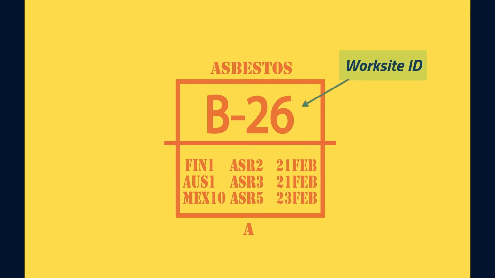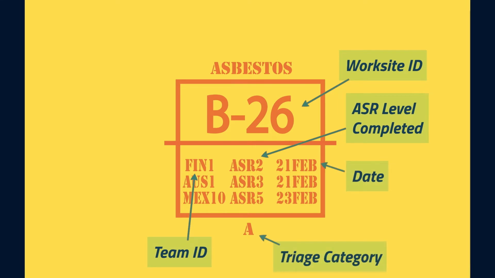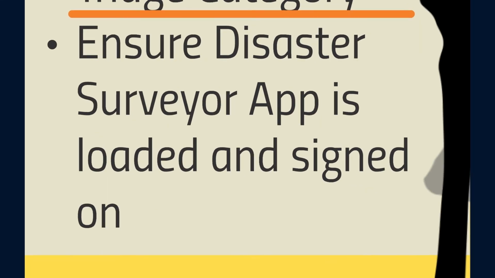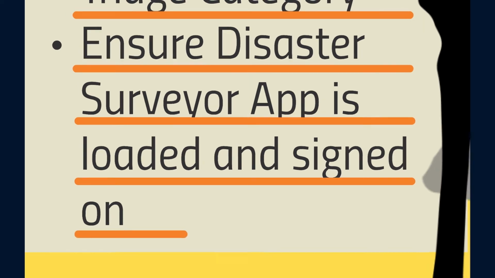Worksite ID B26, that's what we've come up with. Team ID, your Olympic team code, your classified team ID behind that, or non-classified team will be 10 and above. What level was completed, what ASR level when you were at that building, the date, triage category, hazards, and when you're done with this entire worksite, when it's totally complete, that's when you put this line through, and that's the completion line.